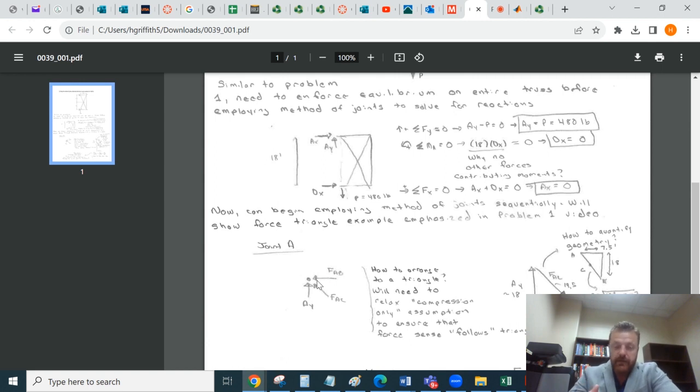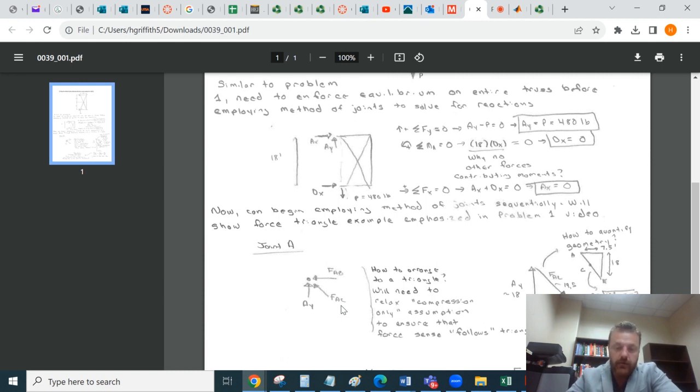So remember that when we worked the first problem in the homework, we used what we referred to as compression assumptions, which means that the members pushed in on the joints, so the joints pushed out on the member. And therefore, when we assume that sense, if we get a positive quantity, that would mean that all members are in compression.